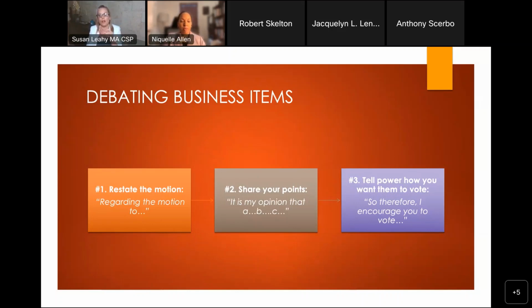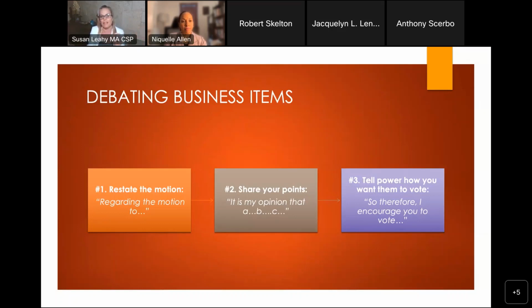Then number two, share your point. It's my opinion. It's my thought. 1, 2, 3, A, B, C. So you're being concise and to the point. And this last one is so important because how many times have you ever been in a meeting and somebody's talking and talking and talking, and when they sit down, you have no idea what they want you to do? Are they for it? Are they against it? Okay, I have no idea what that was about.